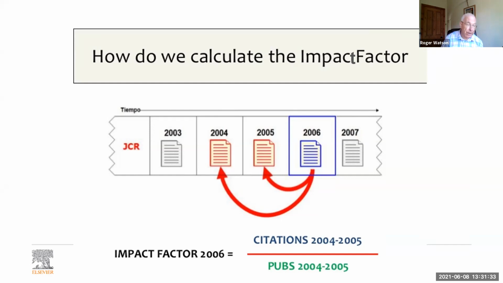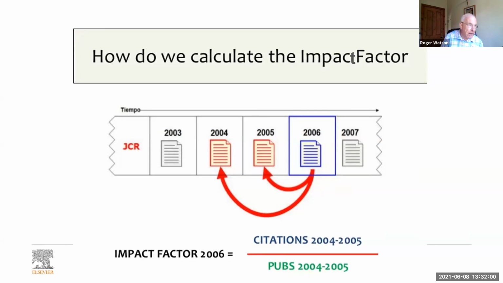It's a simple ratio, and the anomalous thing, which is very strange, is that an article published in 2006 and cited in 2006 does not add to the impact factor. You have to wait till 2007 before they begin to count, or whichever year. We're now in 2021, so that tells you how old this slide is. So that's basically the impact factor.